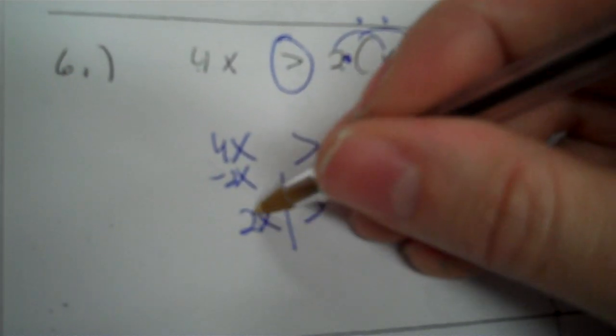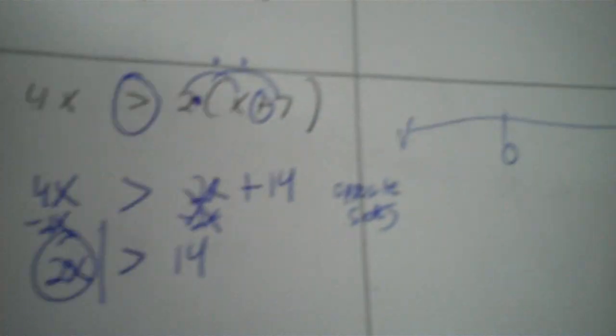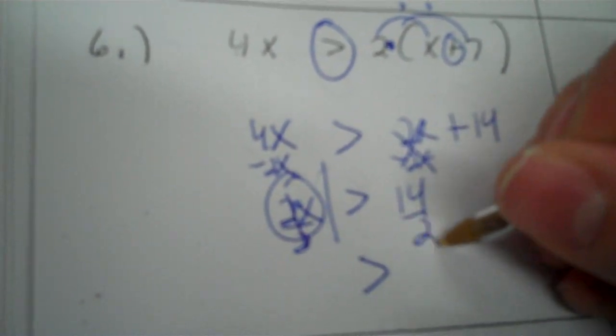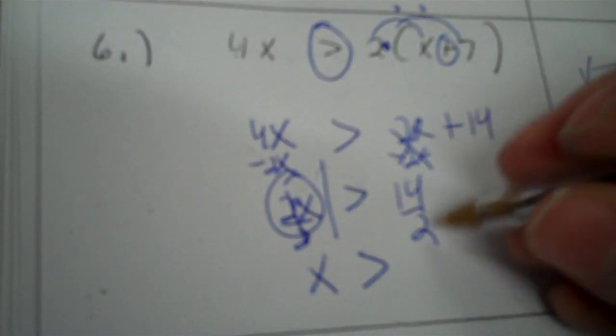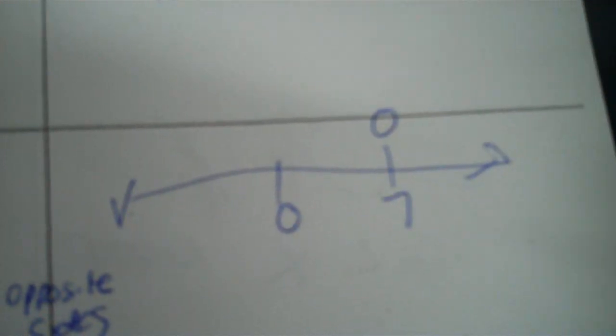Now you can get the x by itself. So you got times 2, so you need to divide by 2. Now you're dividing, but you're not dividing by a negative, you're dividing by a positive, so we're going to check the sign and divide by 2. So we got x, 14 divided by 2 is 7, so x is greater than 7. Don't fill it in, okay? Greater than goes this way.